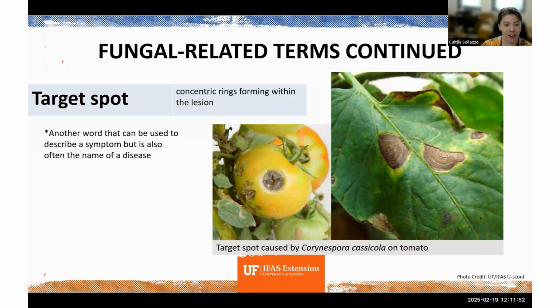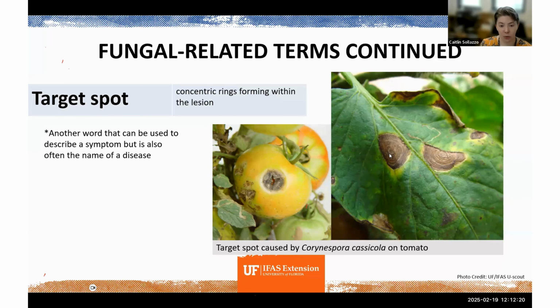All right, so now we have target spots. So this is very fungi. If you see target spots, almost always you can think, that's probably a fungal spot. It's concentric rings forming within the lesion. And this is because fungi grow radially. They'll start at one point and then grow in almost a perfect circle, if given the opportunity. Obviously, sometimes things hinder them. So in this case, whatever this vein was, it was just too hard for the fungi to cross.